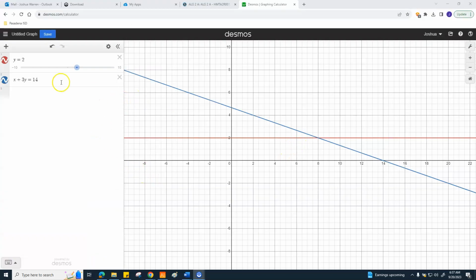I graphed these lines. You can see the red line is y equals 2. You'll notice it's a horizontal line. It lies flat because the only information given is the y value is equal to 2, and that's what it looks like. The second line is blue. I'm going to show you where they intersect. Right there. Right where they intersect, that is the solution to this problem.